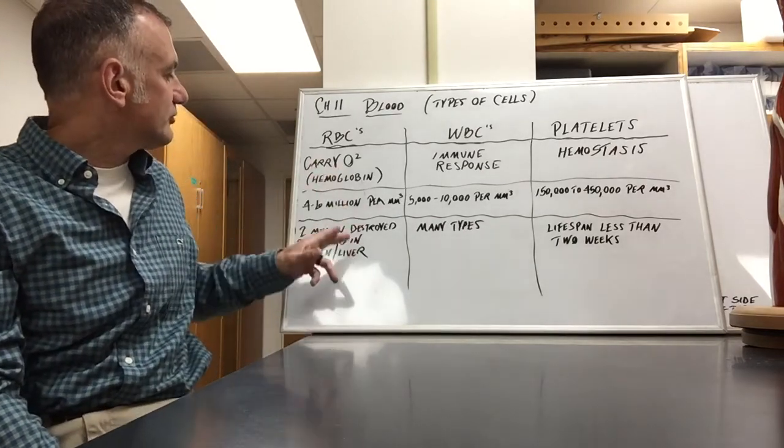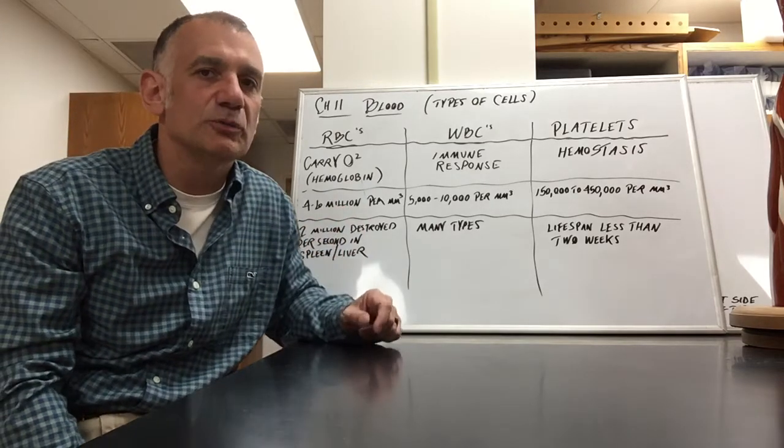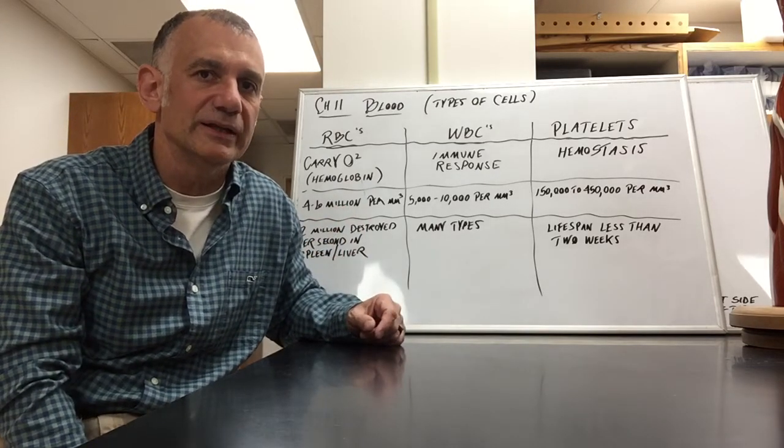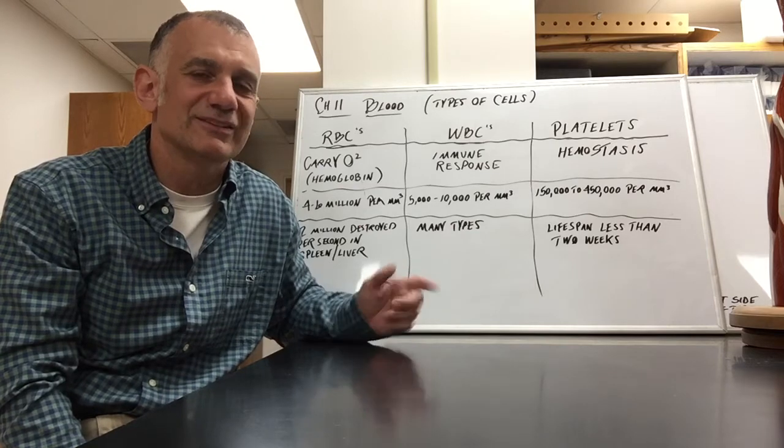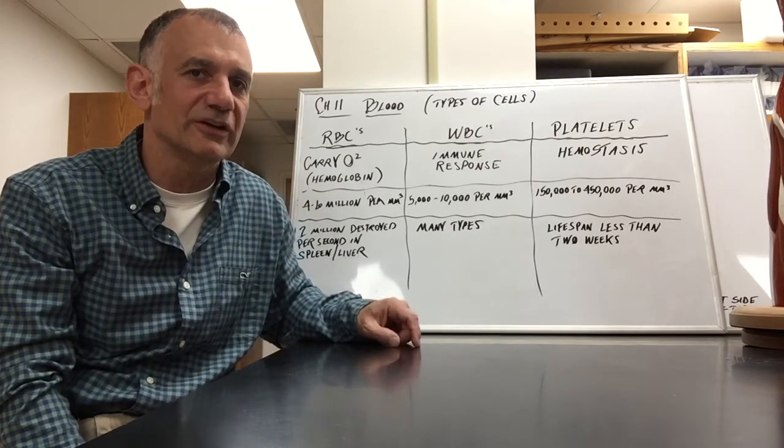All right, so let's go to red blood cells. There's about 4 to 6 million of these per cubic millimeter or microliter of blood. So that's a typical sample. That's a lot. It's smaller than a drop of blood. 4 to 6 million cells.